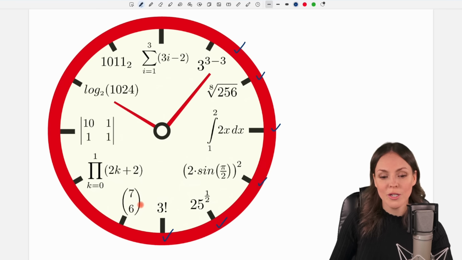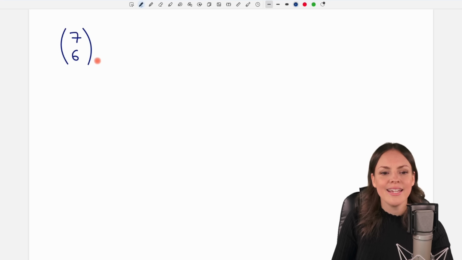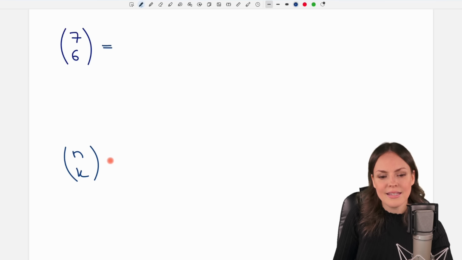7 o'clock. What do we have here? This is not a fraction. This is not a vector, because we wouldn't know what to do with this vector. This is the binomial coefficient. And it's called 7 choose 6. And if we want to calculate this, there is a formula. So in general, if you have n choose k, then this is calculated as a fraction.